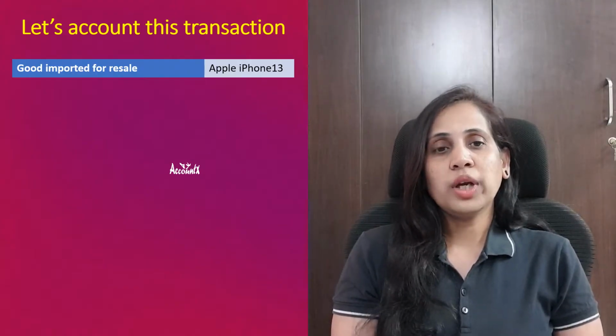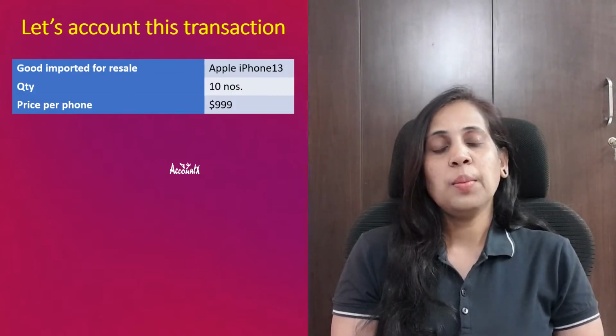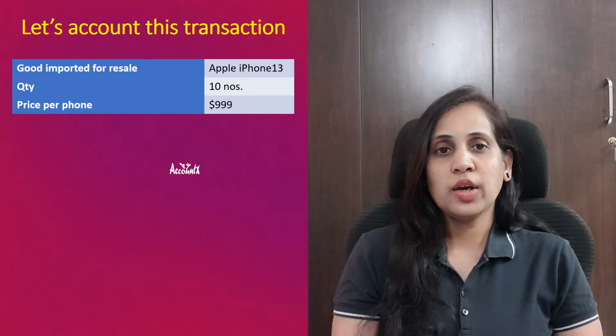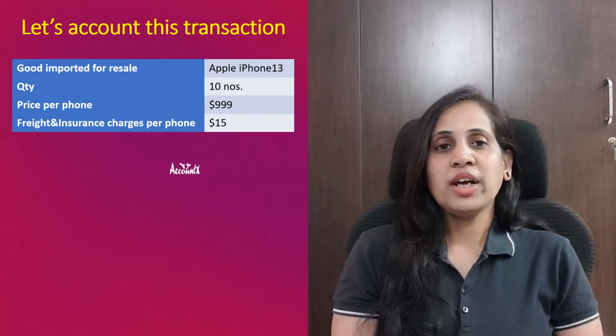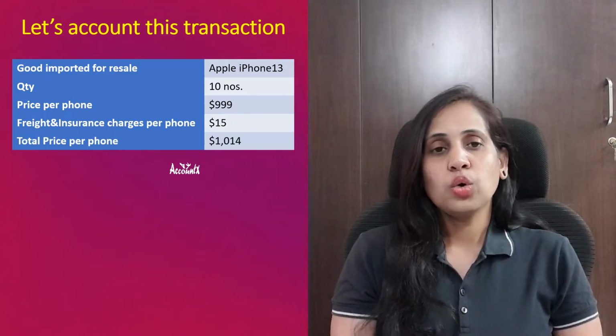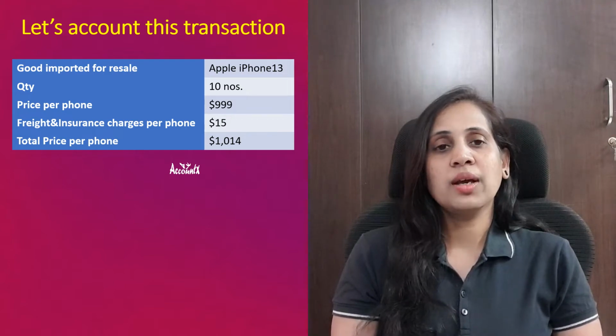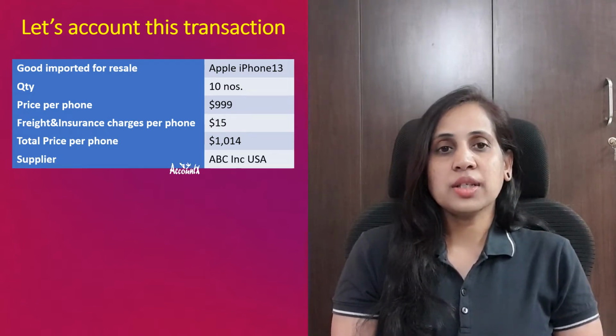Let's say you have imported iPhones for resale, quantity 10 numbers, price per phone is $999. Let's assume freight and insurance charges per phone would be $15. So total price per phone would be $1014. Let's say the name of the supplier is ABC Inc. USA. Let's now understand what are the duties and taxes that would apply on iPhones.